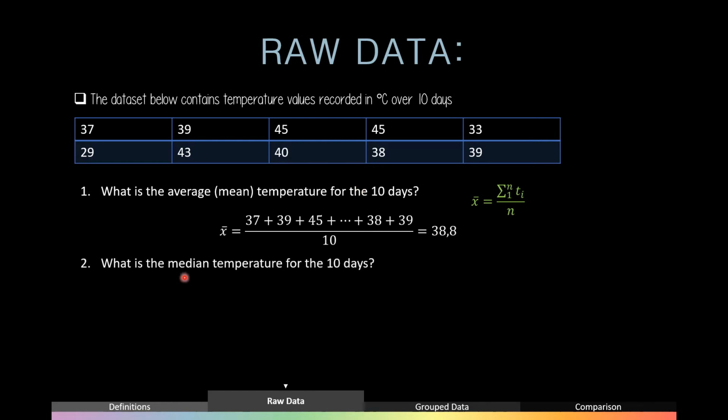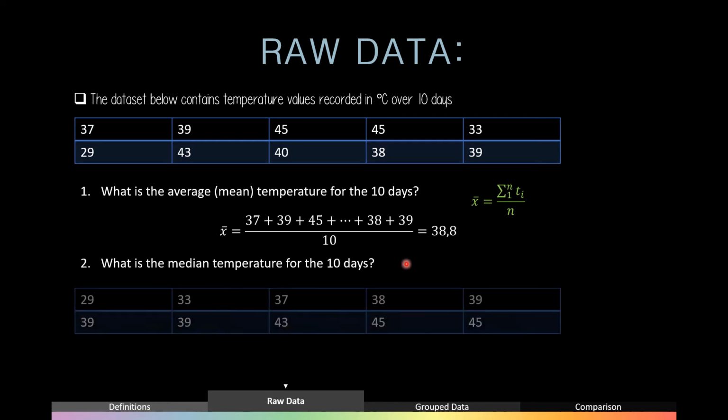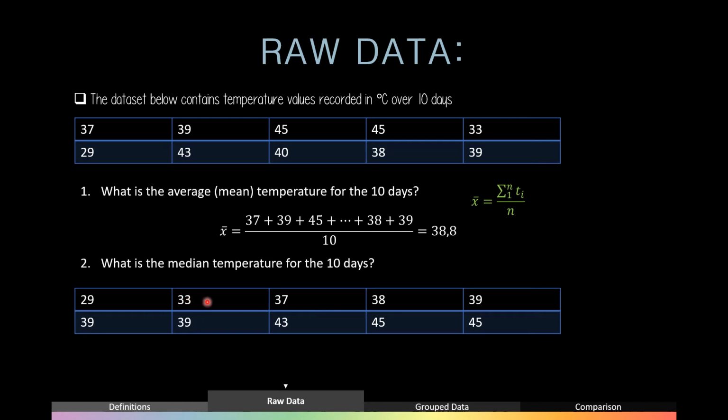Next, if we were interested in the median temperature, the first thing we want to do when we're looking for a median is arrange our data, or sort our data, in ascending order. So we're going to sort it from the smallest value to the largest value, right? And having done that, next we want to identify whether the number of data values in our data set is even or odd. And of course, 10 is even. So we know that we're looking for 2 positions, right?